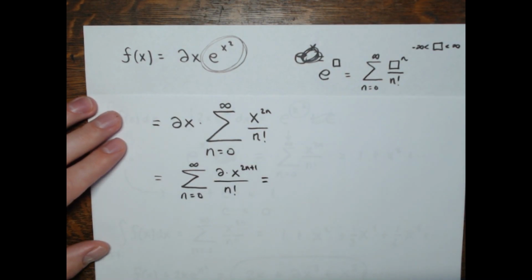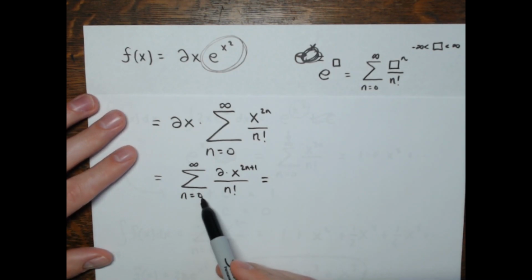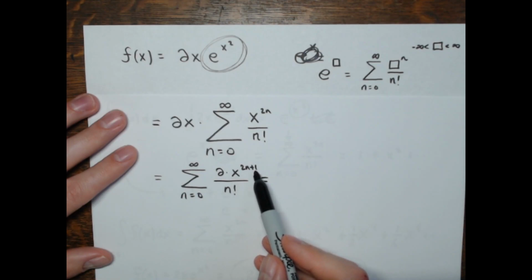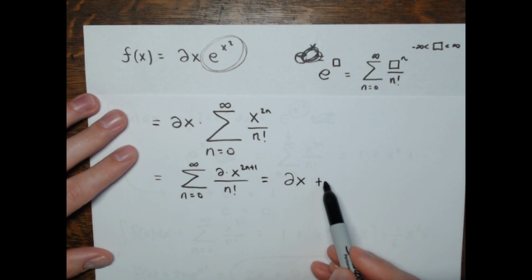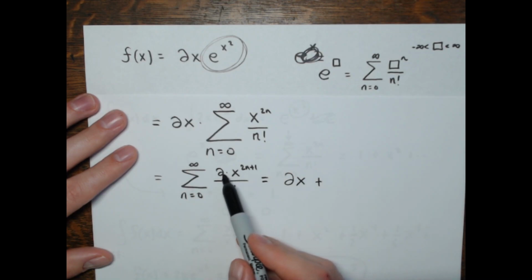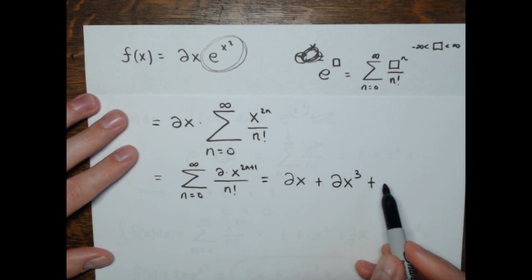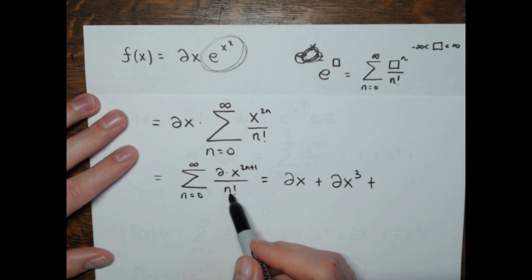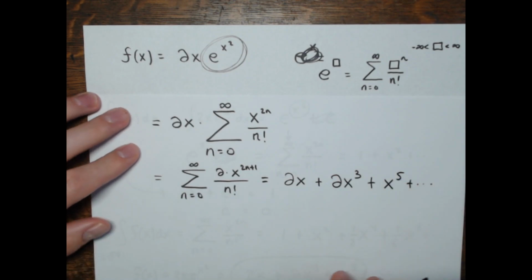And let's write out the first 3 terms of this. When n equals 0, you got 2 times x to the 1 over 0 factorial, so 2x. Plus, when n equals 1, 2x to the third over 1 factorial, so 2x to the third. When n equals 2, you'd have 2 times x to the fifth over 2, so plus x to the fifth, and so on.